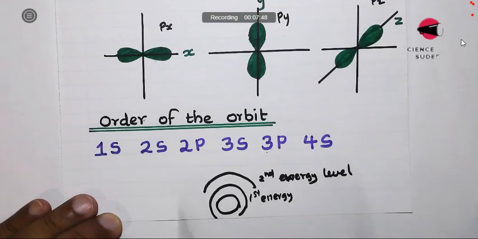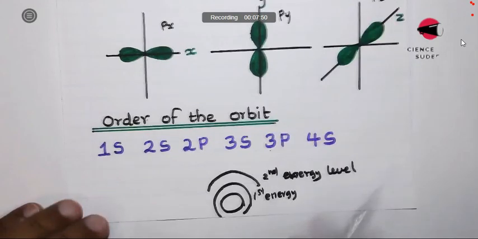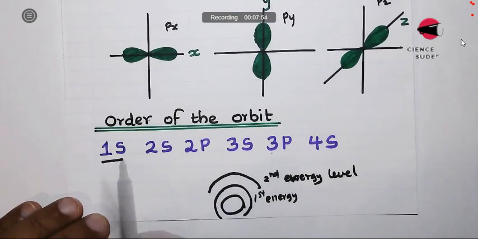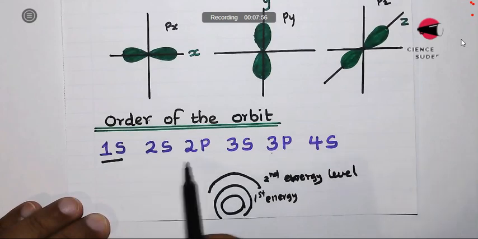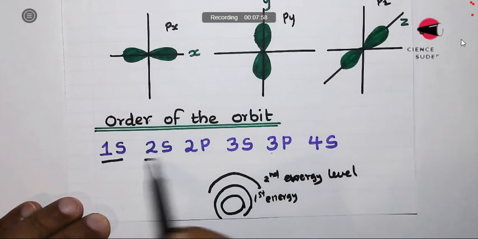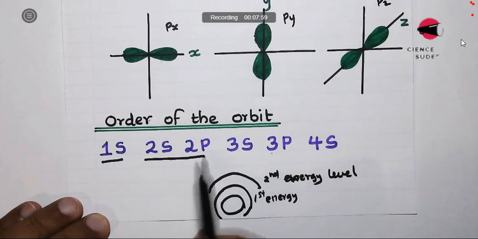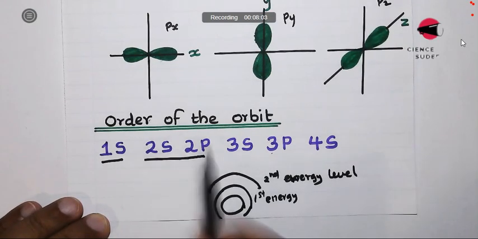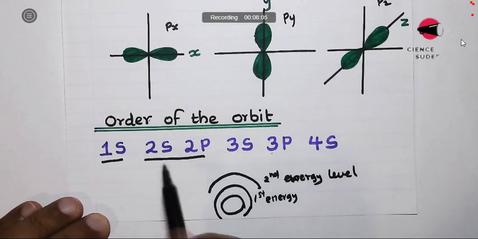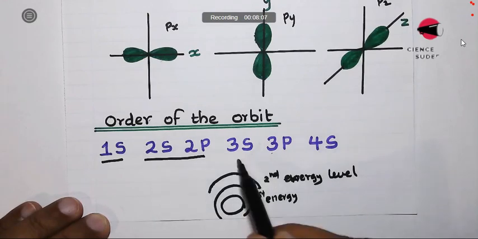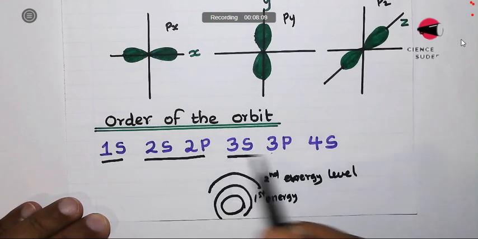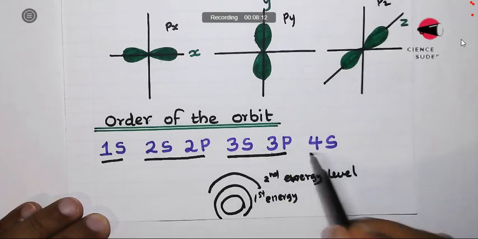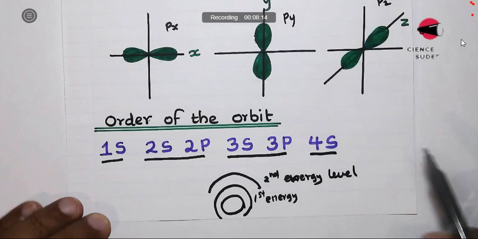So when you see this 1s, you have to know that its energy level is 1. 2s and 2p, they are together, so they have the same energy level. So when you count the number of valence electrons, you must include 2s and 2p together. 3s is the next energy level, and 3s comes along with 3p because they have the same energy level. 4s comes along with 4p, 4d, and 4f. It goes like that.